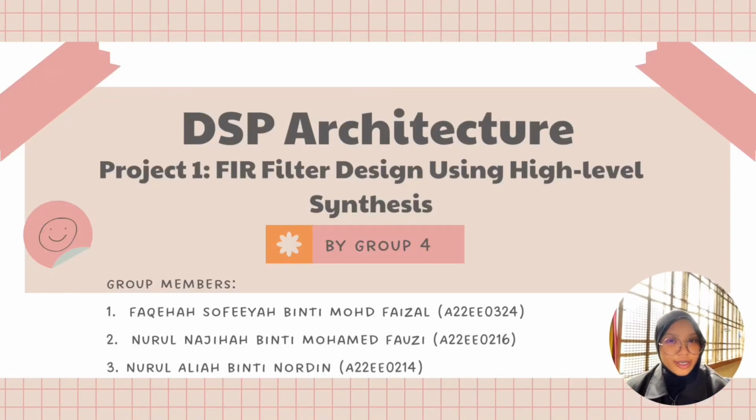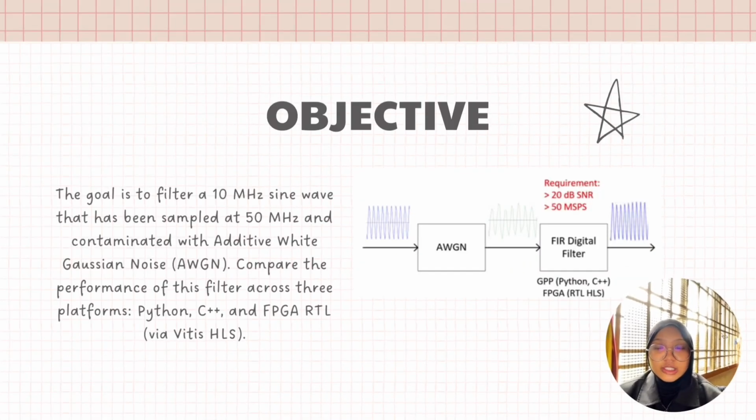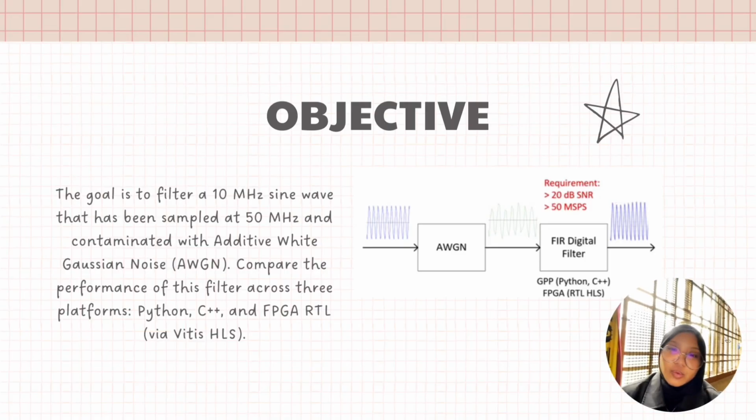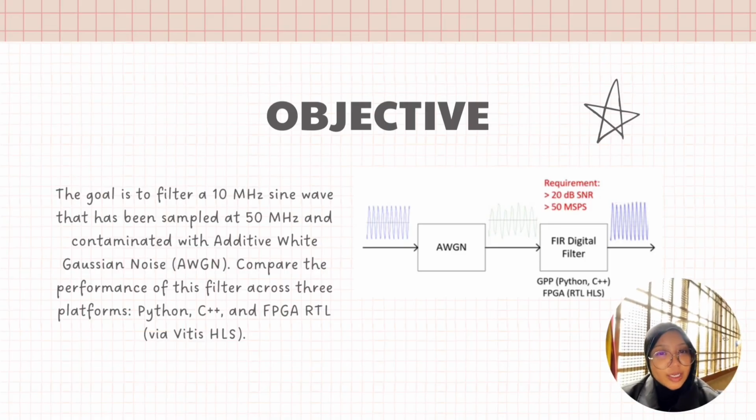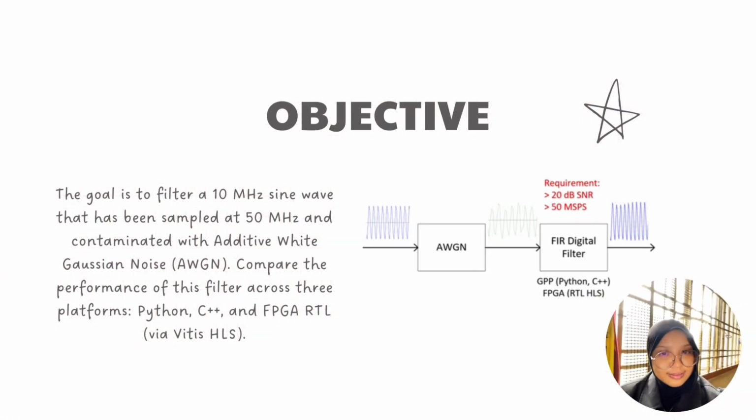We are from Group 4, me Nurul Aliah, and with my fellow friends Najihah and Faqehah Sofeeyah, we're going to present about Project 1, FIR filter design using high-level synthesis. The main objective of this project is to filter a 10 MHz sine wave that has to be sampled at 50 MHz and contaminated with additive white Gaussian noise, and then we're going to compare the performance of this filter using three platforms, which are Python, C++, and also the FPGA RTL.